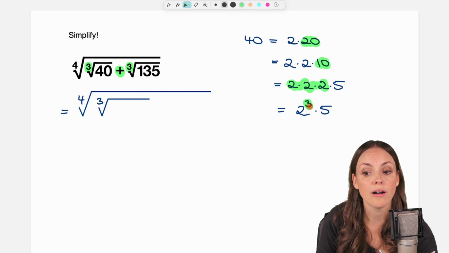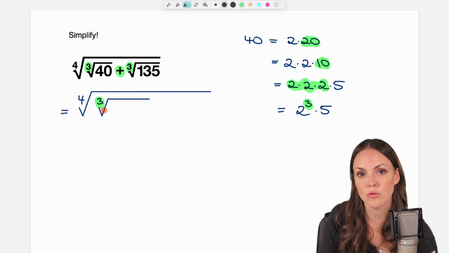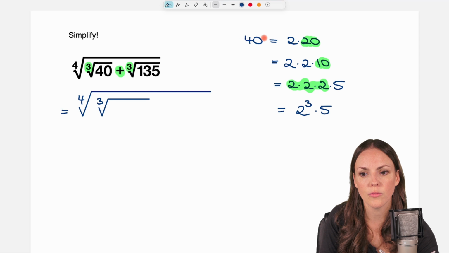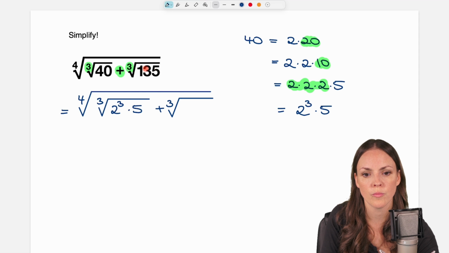And this to the power of 3 is great here because here we have the cube root. But we will see later how to work with this. For now, we're just happy that we can write the 40 here as 2 to the power of 3 times 5. Then we have this plus symbol here, and now we do the same thing with this cube root.